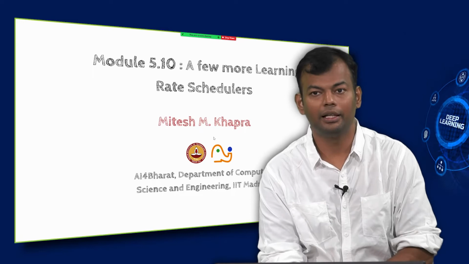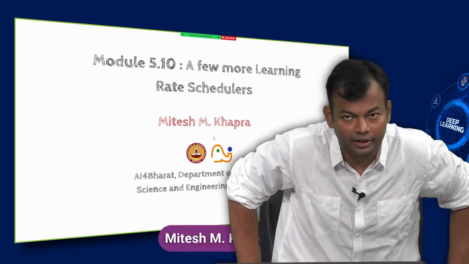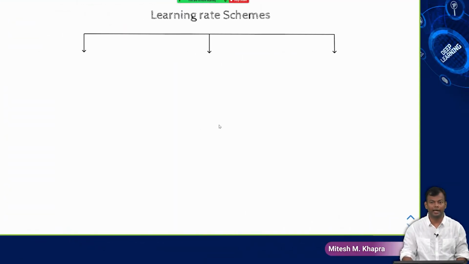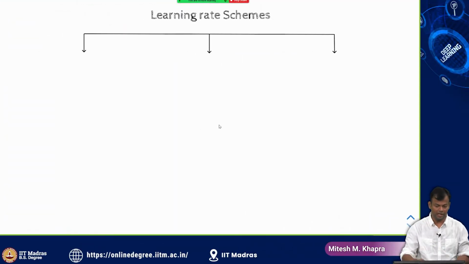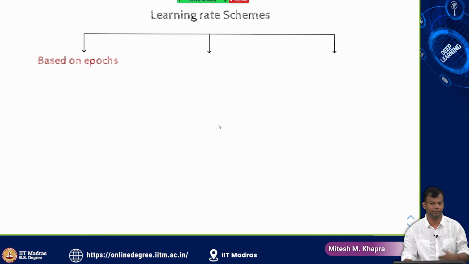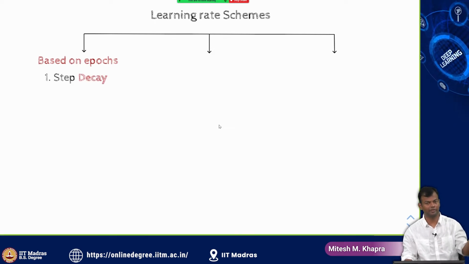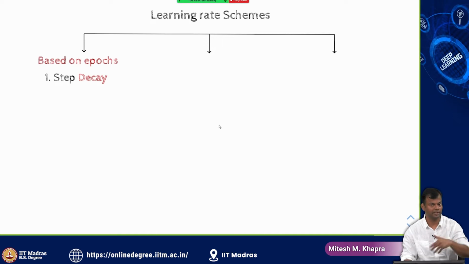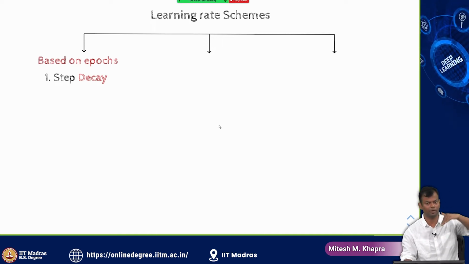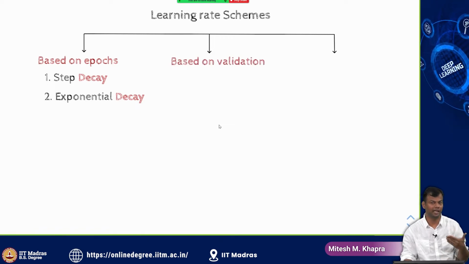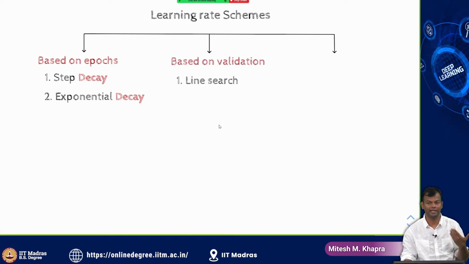So welcome back, and this is the last part of this lecture where we'll talk about a few more learning rate schedulers. This is the chart for learning rate schemes. What we saw earlier was based on epochs, where we had step decay. So after one epoch, if something goes wrong, then just decay it, or for every epoch, just exponentially keep decaying the learning rate. Then we have based on validation, where we had line search.